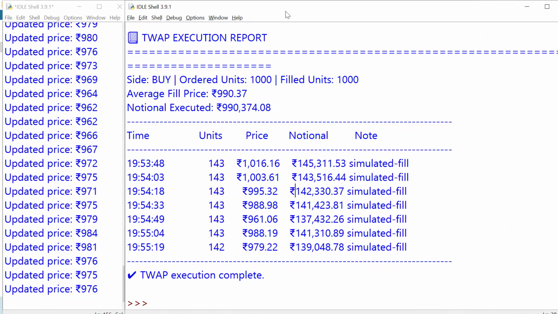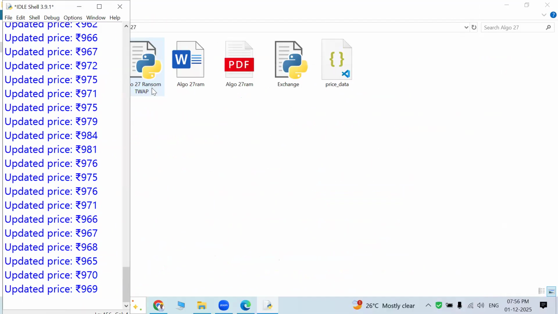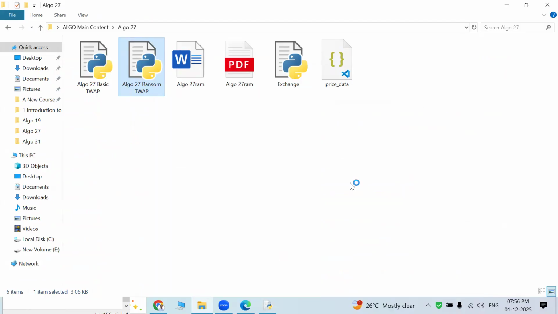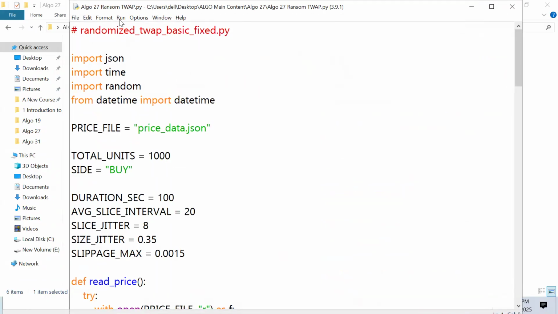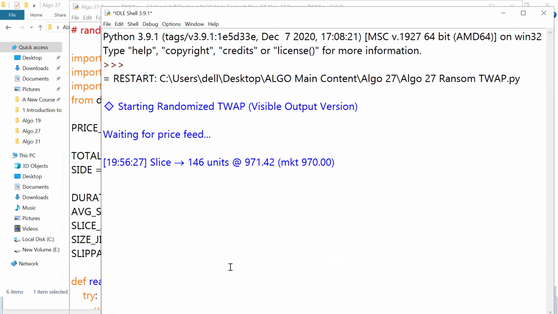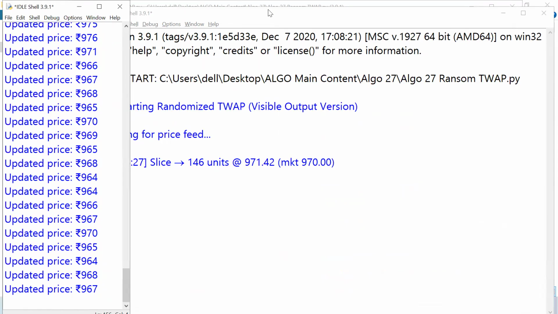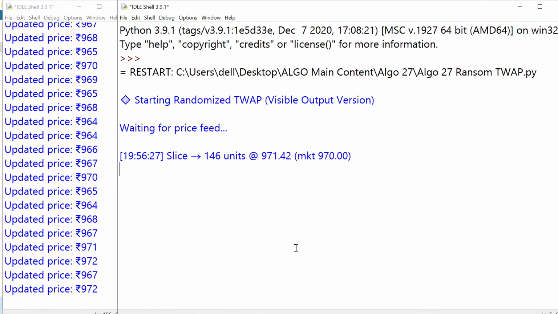But this can be detected by any computer very easily. So we'll go for a randomized approach. In a randomized approach, we are going to execute it in a very random manner, so other people could not detect it. So now this is going to be very random. We change the time also, and we change the quantity also. So the first slice is executed. You can see the second slice is executed.